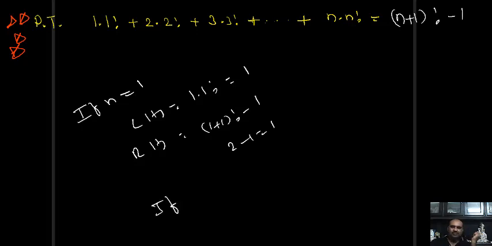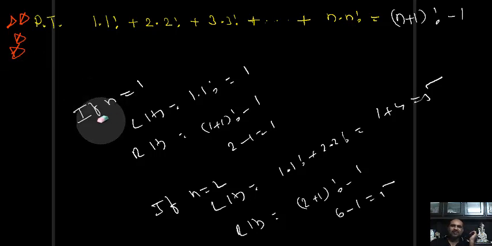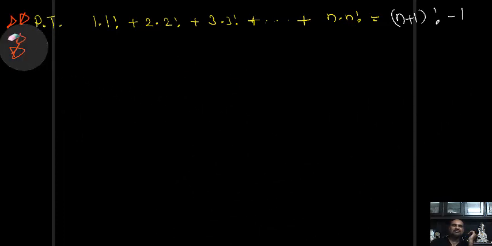If n is taken as 2, LHS is 1 into 1 factorial plus 2 into 2 factorial. That is 1 plus 2 into 2 factorial, 2 into 2 is 4. Totally I am getting 5. What about RHS? (2 plus 1) factorial minus 1. 2 plus 1 means 3 factorial means 6. 6 minus 1, 5. LHS is equal to RHS. What is the meaning of that? The given statement is true for n equal to 1, and n equal to 3 will also satisfy. But what I did with that verification, theoretically I want to prove. Now, observe students, very interesting one.